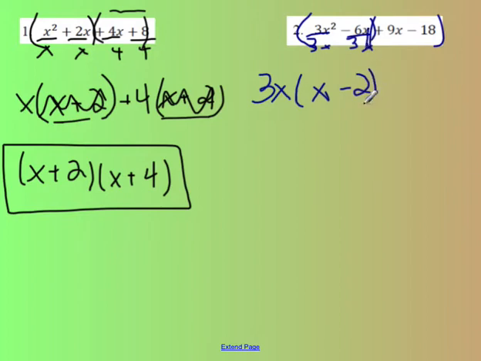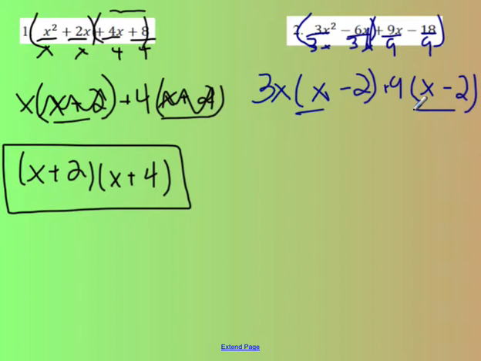Next question: what divides 9 and 18? That's just going to be 9. So I'm taking each of these and dividing by 9. When I do that, 9 over 9 cancels and I'm left with x. Negative 18 divided by 9 is negative 2. So if you look, our leftovers match.